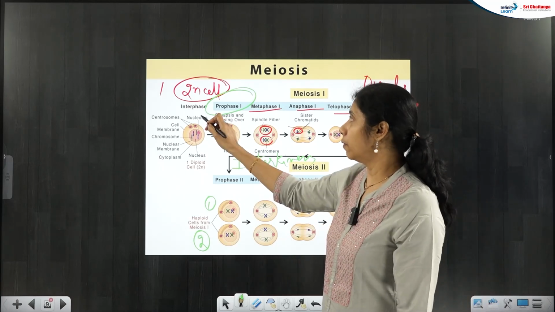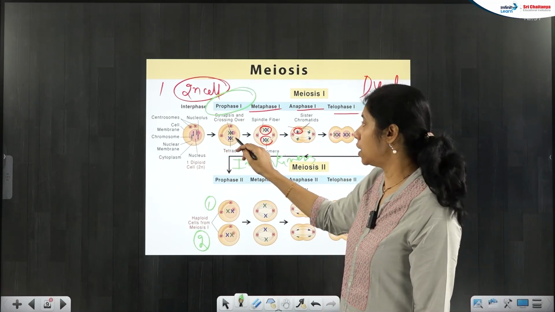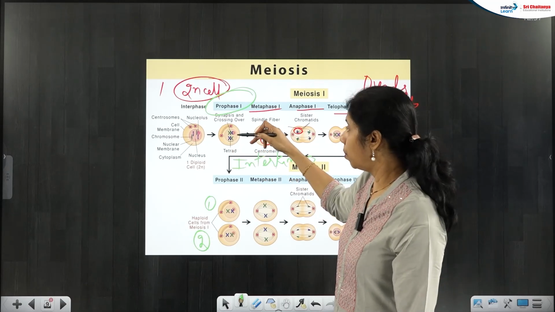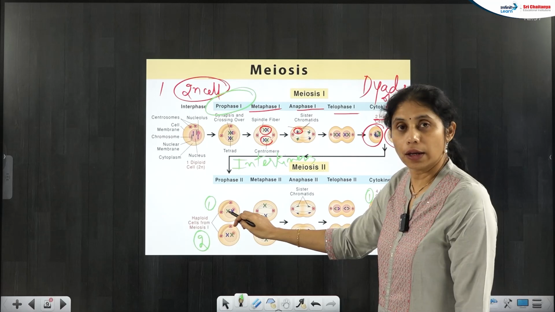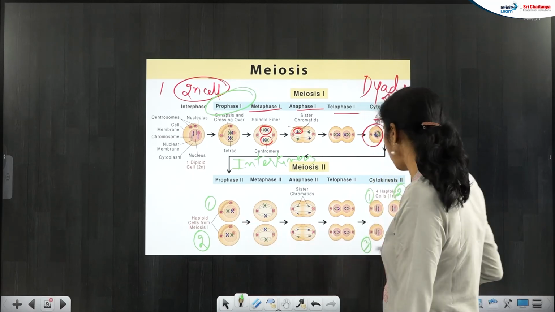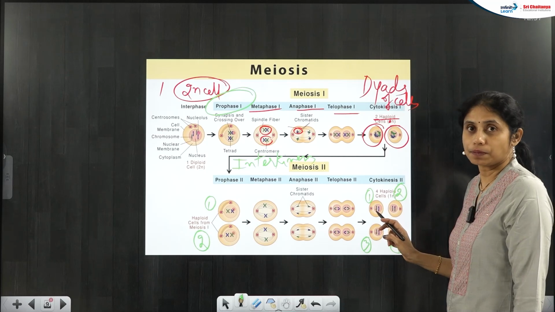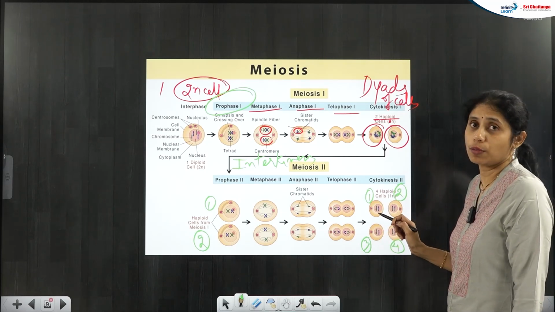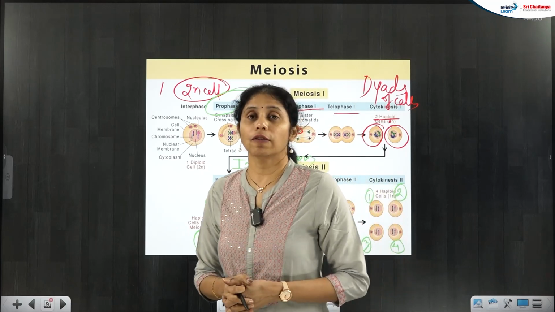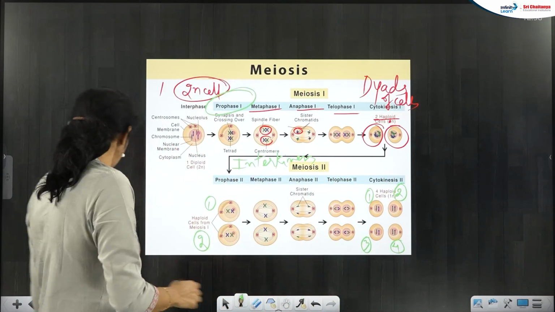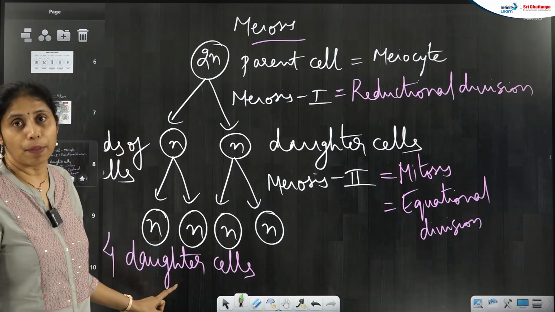So the parent cell, we have taken the diploid cell, and we have taken here 4 chromosomes. In the initial 4 chromosomes, there are a blue one and a green one, and in the daughter cells we got only blue and green ones, 2 chromosomes here. By the end of this you have got 2 chromosomes, but with only one chromatid each. So in this way the meiosis will result in the formation of 4 daughter cells, as I have shown in this picture.